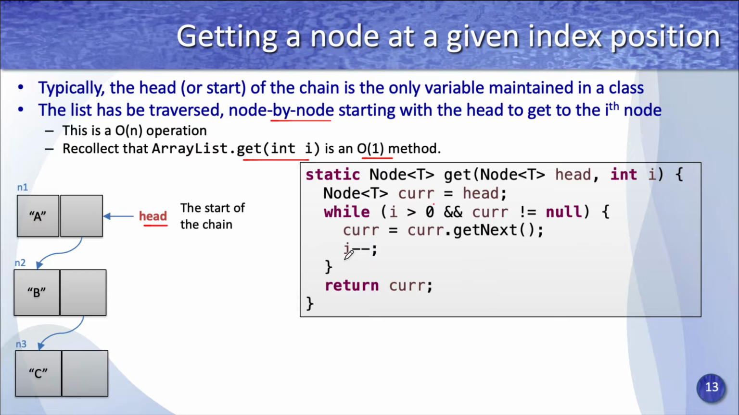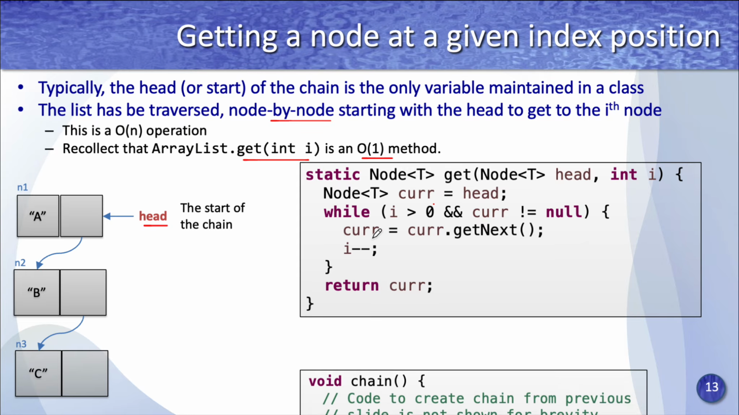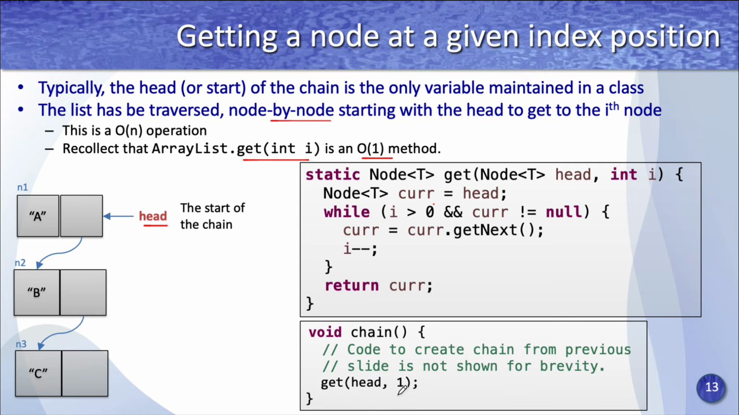So curr.next, we keep going to the next until the index becomes 0. So here, let's say starting from the head node, we want to get to the first node. This get method will be called, current will be set to head, i will be 1, which is greater than 0. You'll go to curr.next, you'll go to B, you'll say i minus minus, then i becomes 0, and then current will point to B, and it'll return node N2, which corresponds to B. That's what this method returns.